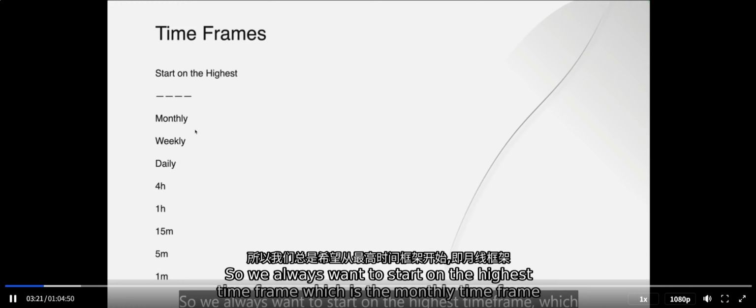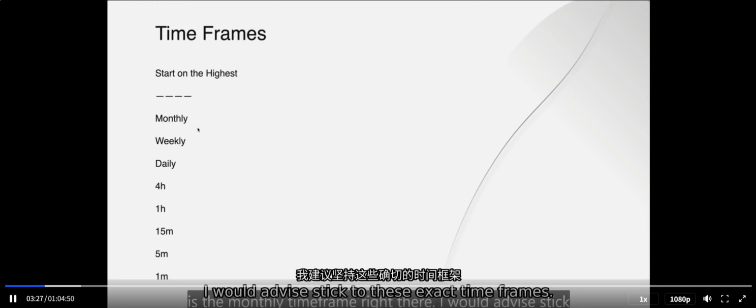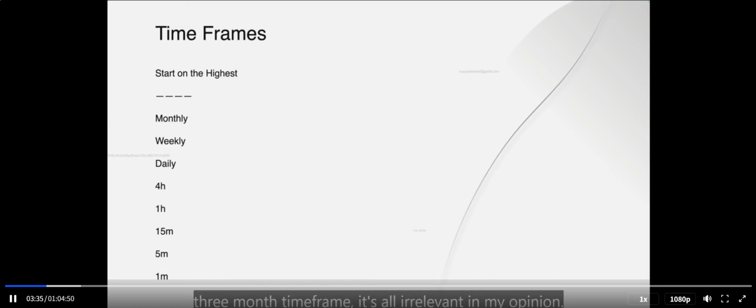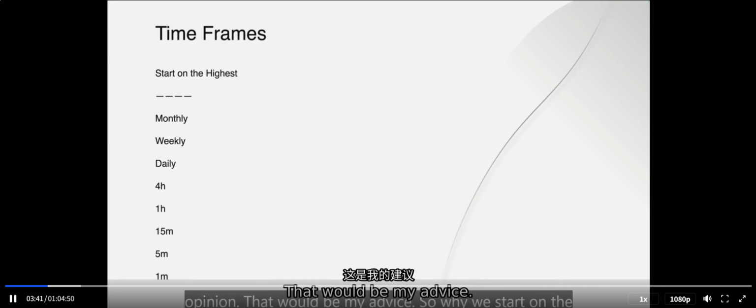So we always want to start on the highest time frame, which is the monthly time frame right there. I would advise stick to these exact time frames. You do not need the 30-minute time frame. You do not need the 2-week time frame, the 3-month time frame. It's all irrelevant in my opinion. You just need to stick to the basics right here, in my opinion. That would be my advice.